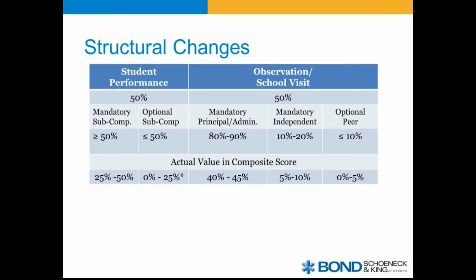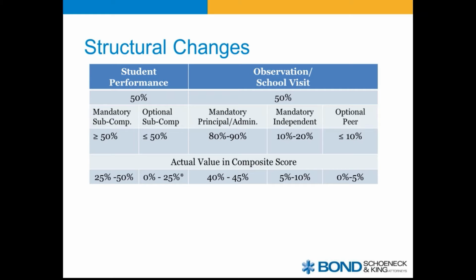This chart here is provided for you just so that you can see what the breakdown of the structural changes are and the effect that that will have on the actual values in the composite score when you're done with your APPR plans for teachers and principals. So for student performance, each of the categories is worth 50% or half of the overall APPR composite score, with the mandatory subcomponent being valued at a minimum of 25% and up to 50% of the total APPR composite score, and the optional subcomponent is at 0% or up to 25%, which is negotiated.